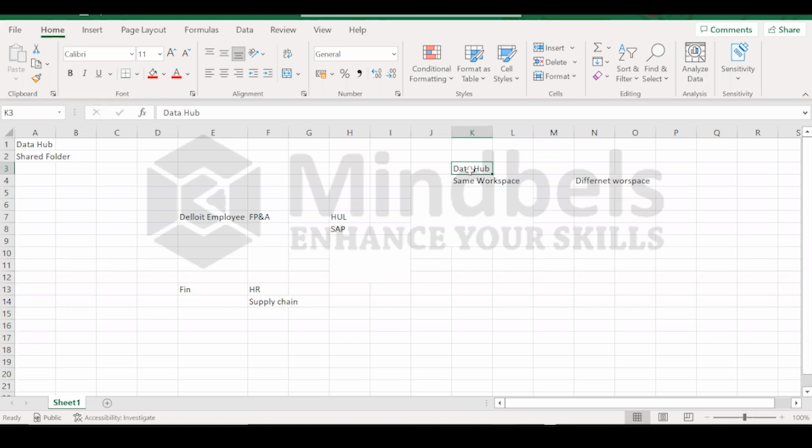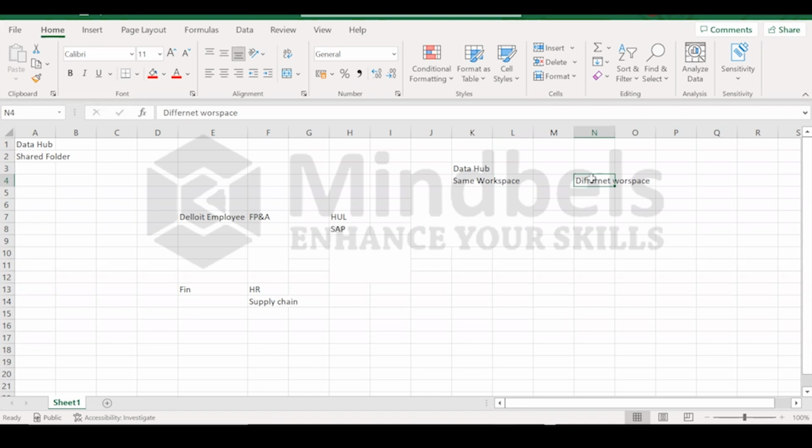Any questions on it? Same workspace or different workspace? If you are using a different workspace for the data hub model, then we need to tell them, as per my company, we have been maintaining this data hub in the same workspace. If you say different workspace, then the interview will be complicated. They will keep on asking you other questions.